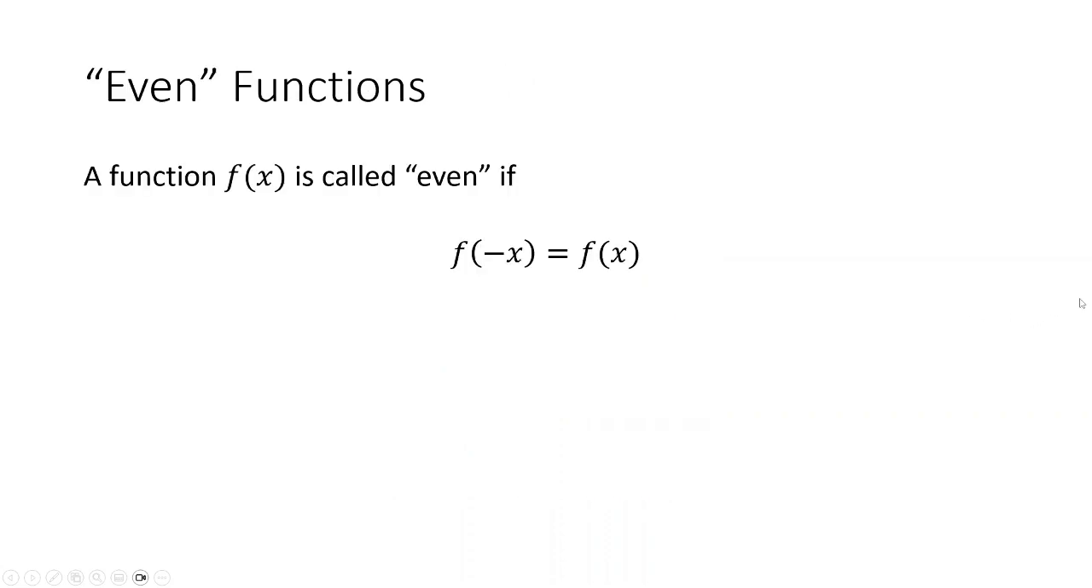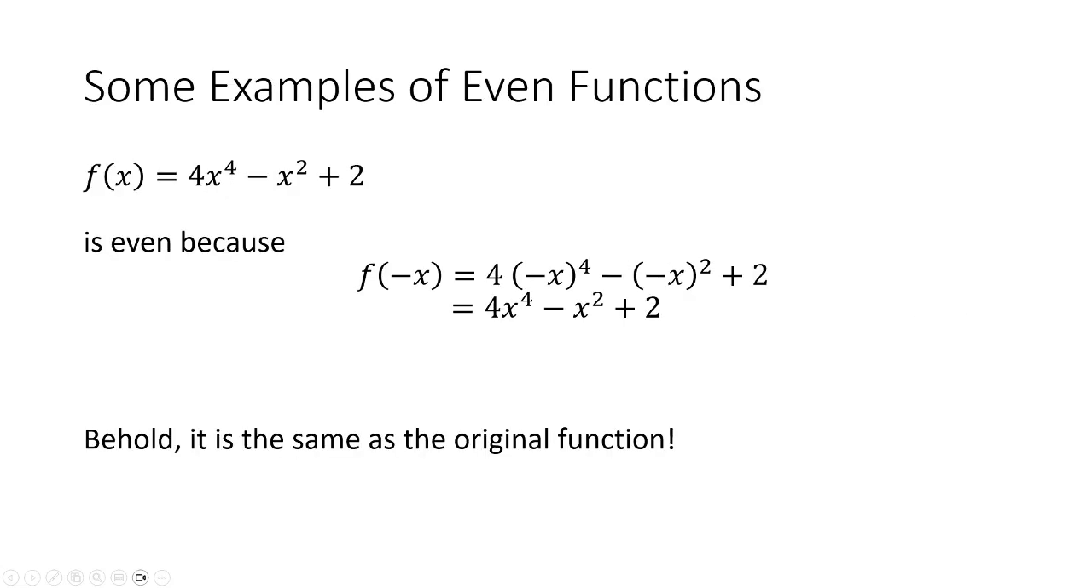Let's also talk about even functions. A function is called even if it has the following property. If I plug in negative x in x's position and simplify, then the result of that simplification gives me back exactly the same thing as the original function I started with. Here's an example of an even function, 4x to the fourth power minus x squared plus 2.